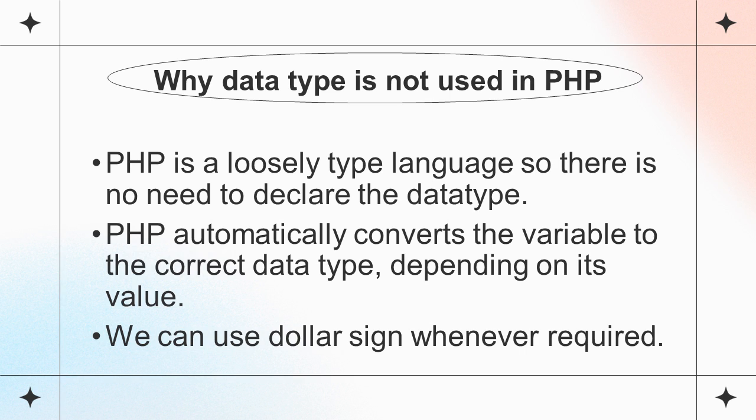PHP is a loosely typed language, so we don't need to declare the data type. It automatically converts the variable to the correct data type depending upon the value. If I am using a numeric value, it converts into integer. If I am using a character value, it converts into char. If I'm using a fraction value, it converts into decimal points, or a floating value. We use the dollar sign here whenever we require to declare a variable. Here we use only the dollar sign, not int, float, char.